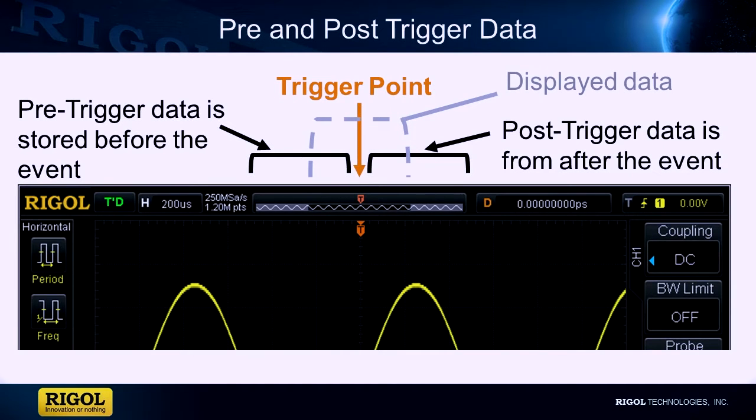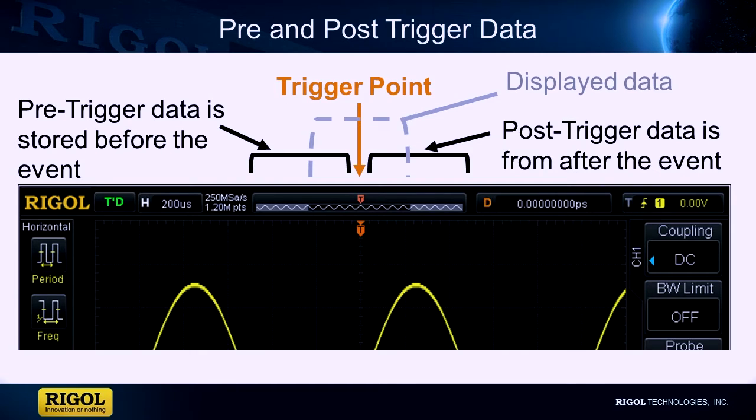Another important concept to understand in triggering is pre-trigger and post-trigger data. Typically, the scope places the trigger point in the center of the display. Points to the left of the trigger occurred before the trigger. This is the pre-trigger data. Points to the right are the post-trigger data, as they came after the trigger event.